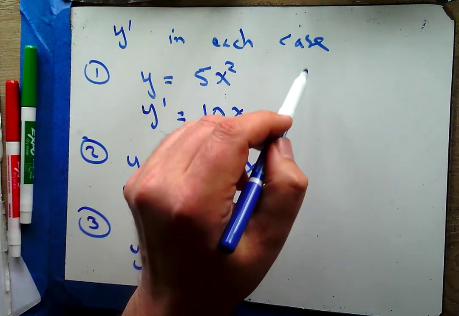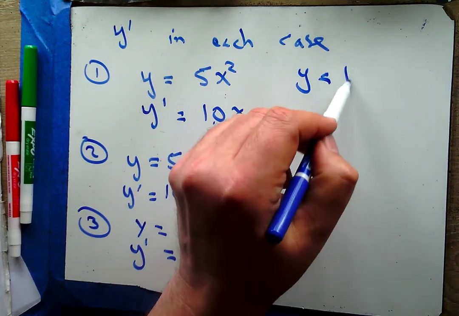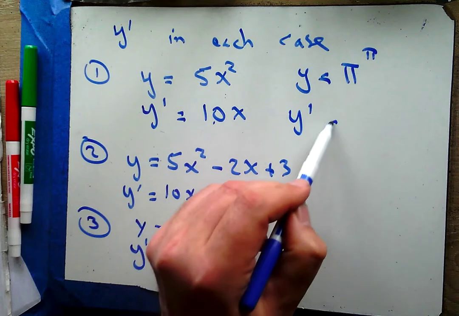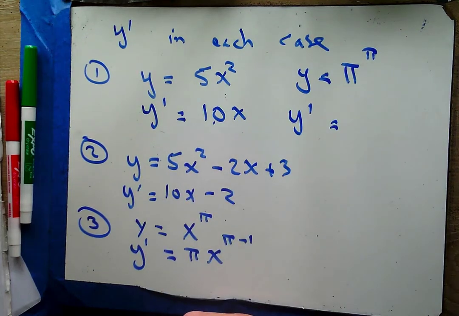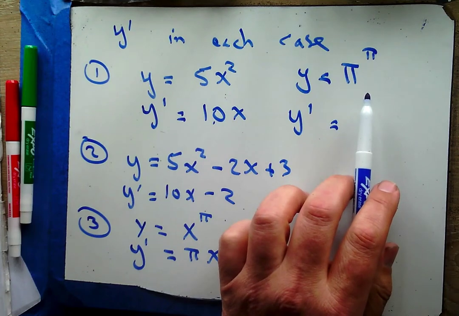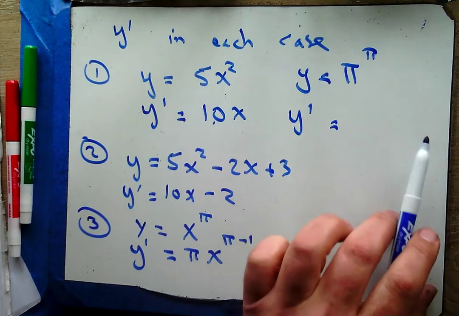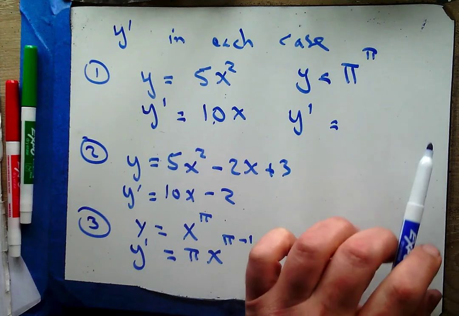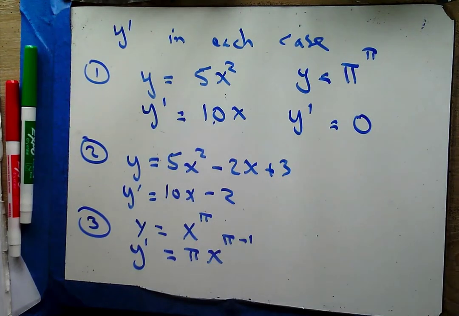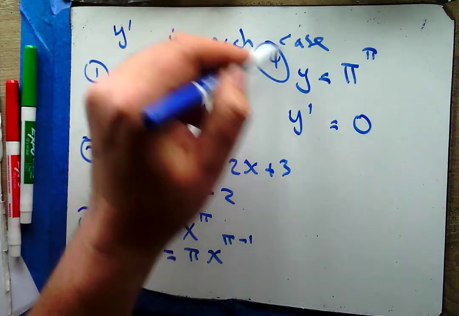What about y equals pi to the pi? What's y prime there? You don't see any variables there. No, that's pi to the pi. Pi to the pi is a number. A constant, the derivative of a constant is 0. Okay, watch out for that.